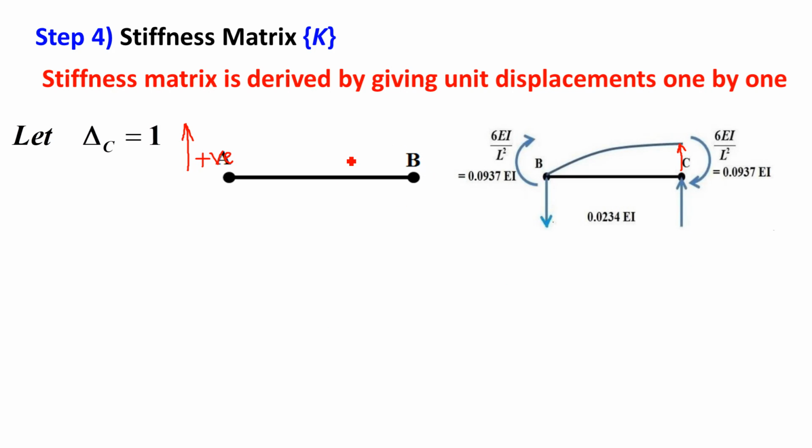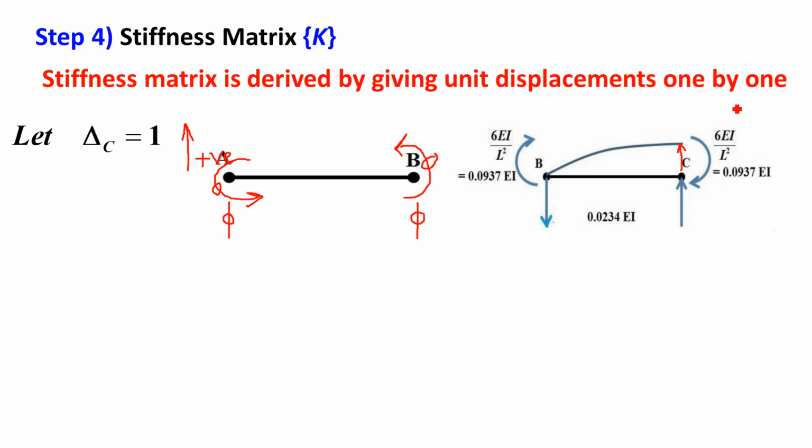Now, similar to the previous problem, when we give the displacement at joint C, there will be no effect on the AB member, right? So moments and reactions in the AB member will be 0. There is no effect of delta C equal to 1 on the AB member, either moments or reactions. Reactions are not required for the AB member, but still moments and reactions will be equal to 0. So we have to find moments and reactions of the BC member only.